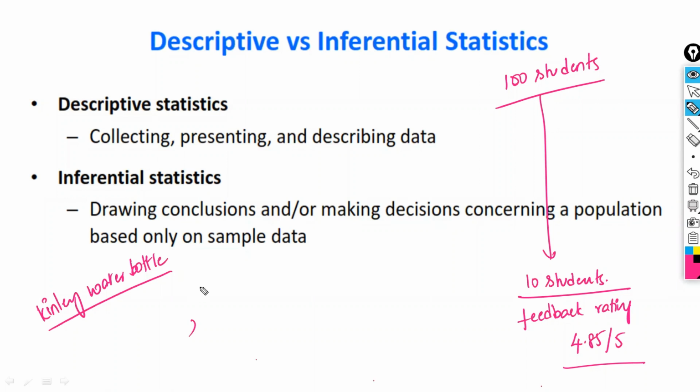No, he's going to randomly select 1 case of bottles. In every case, 100 bottles are there. He is going to select 1 case randomly, which means he selects 100 bottles. For these 100 bottles, he is going to do some kind of analysis.